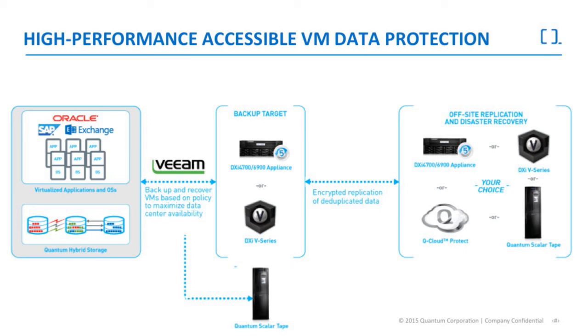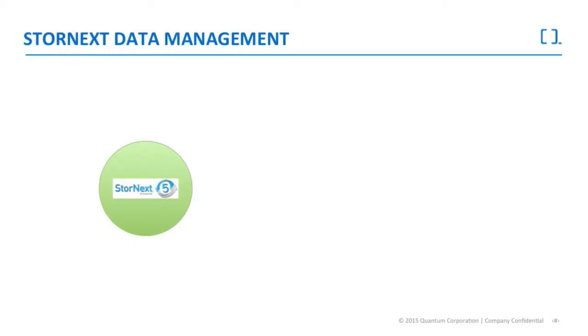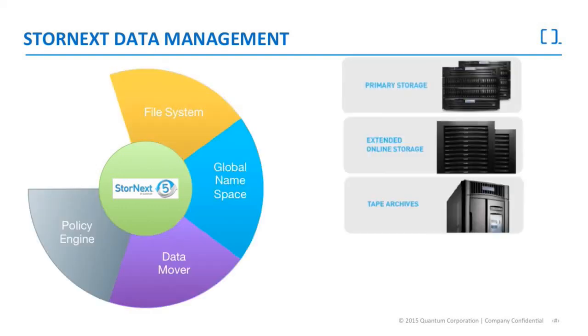Now, I have about a minute left, so I just want to quickly introduce you to another form of multi-system tiering, and that is really one of our core products, which is StorNext. StorNext is a shared file system, and many people know it as a very high-performance streaming file system, but it also includes a global namespace manager, a policy engine, and a data mover. And that turns it into not only a shared storage environment, but also a tiered storage environment.